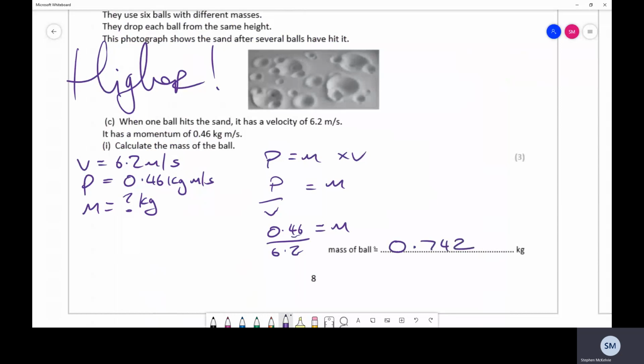0.742 kilograms. 2 decimal places there. I'll give it as 0.74 kilograms.